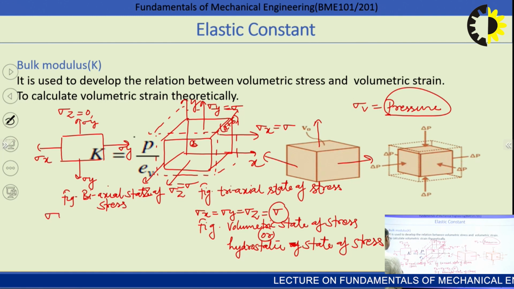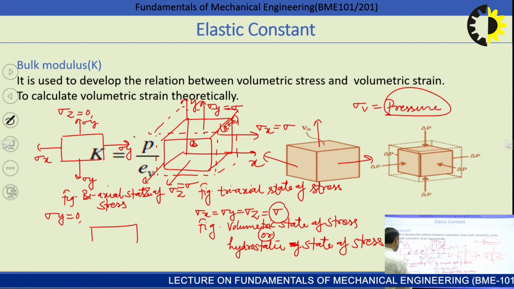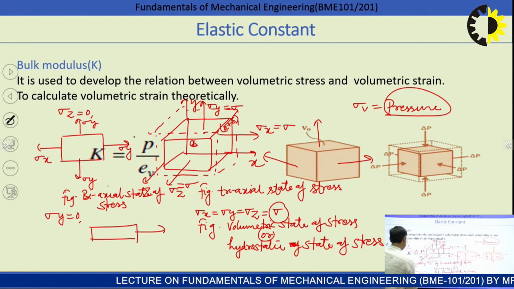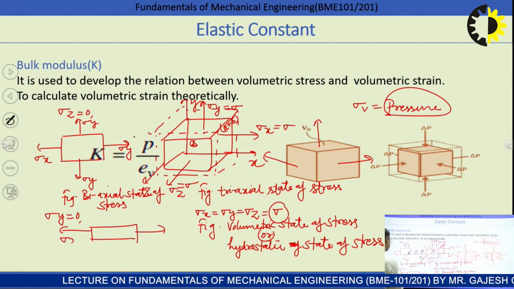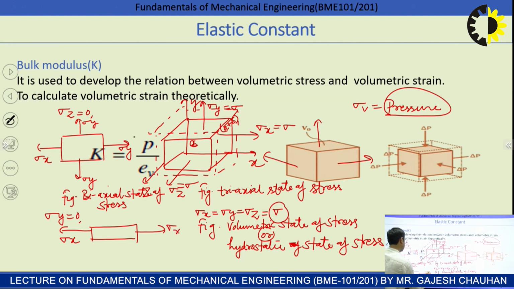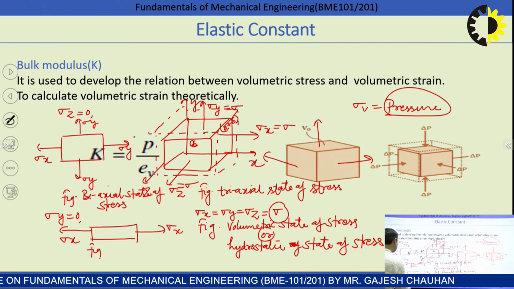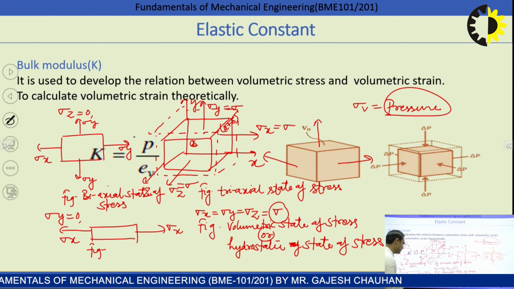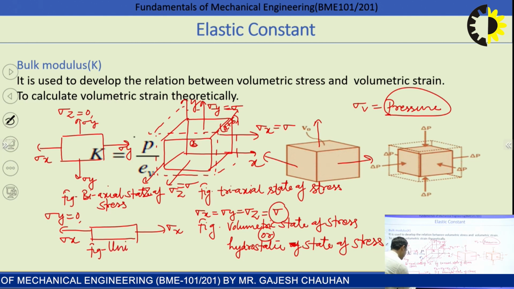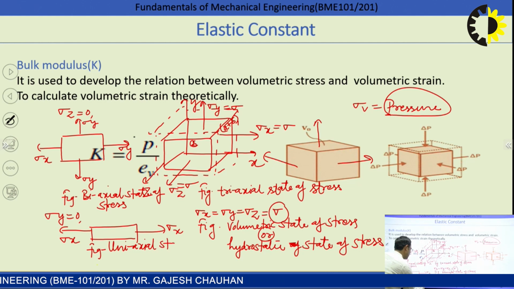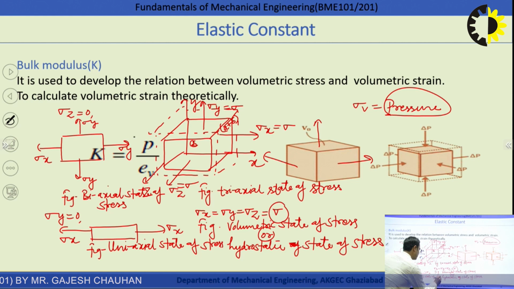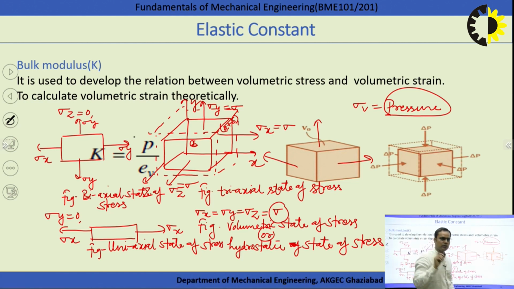If we consider sigma y is also 0, in that case only sigma x is acting over there. That figure will represent the uniaxial state of stress. I hope this concept is clear to everyone.